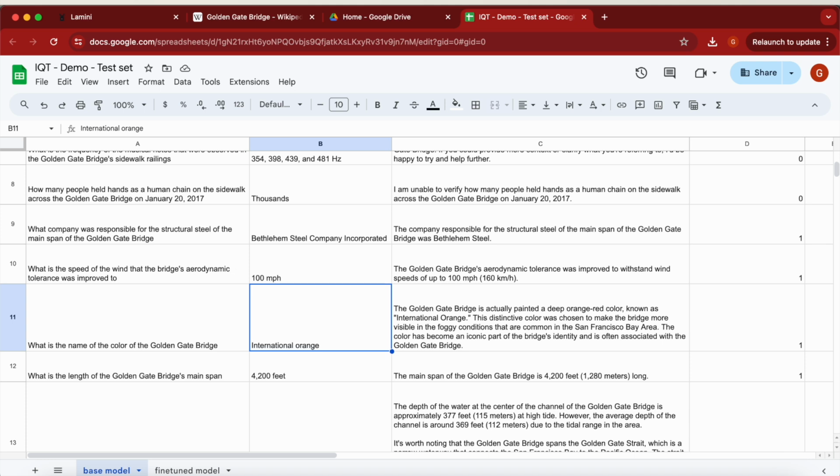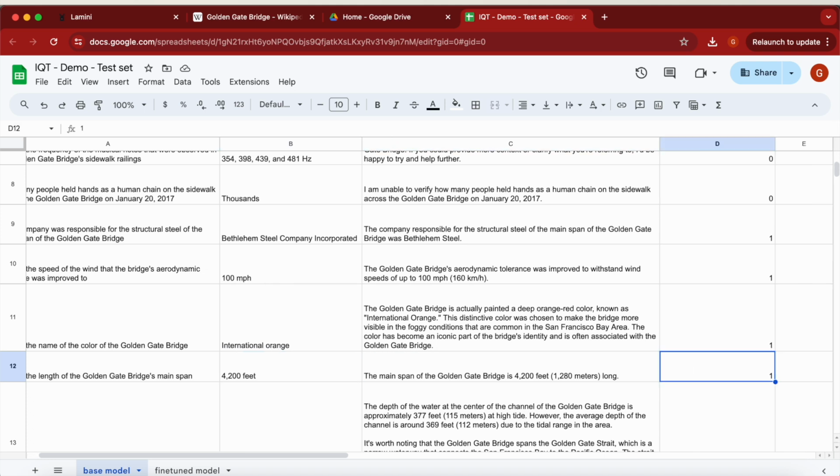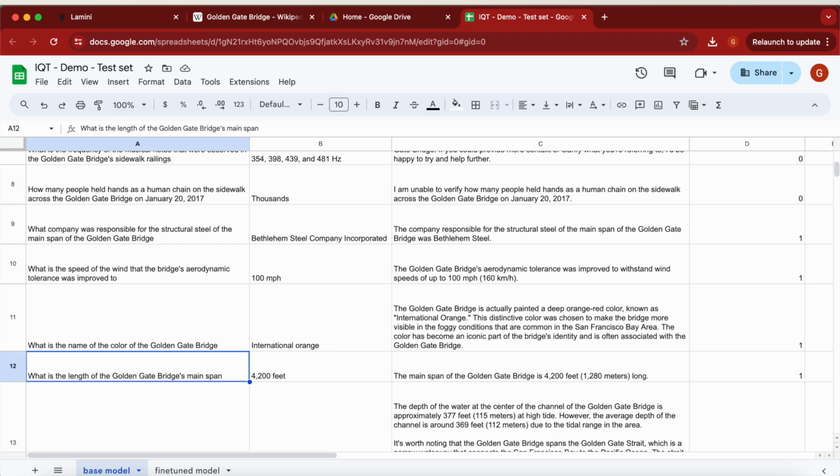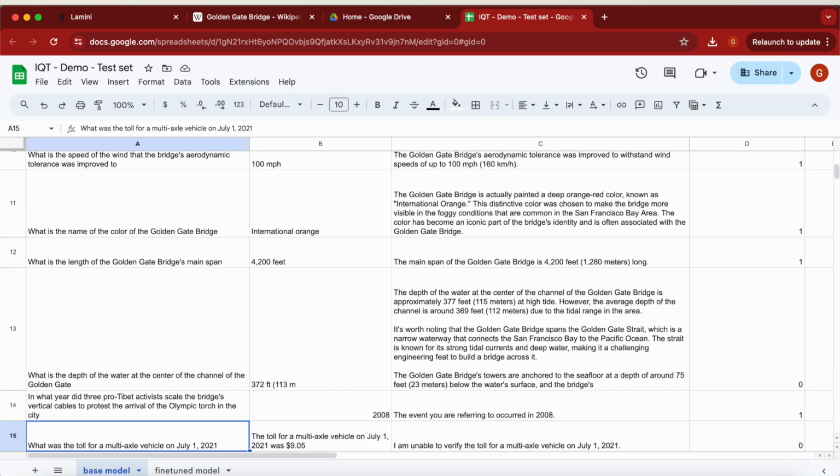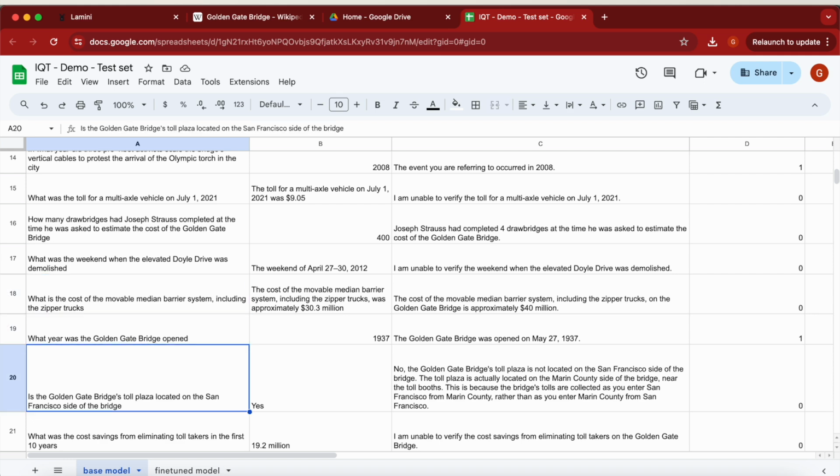Some of these are just very straightforward facts, like what is the color of the bridge? Orange. It's pretty obvious. What is the length of the Golden Gate Bridge? 42,000 feet. That's a main metric of the Golden Gate Bridge. So the model is doing pretty well for these really obvious things, but what about something that's not quite so obvious?